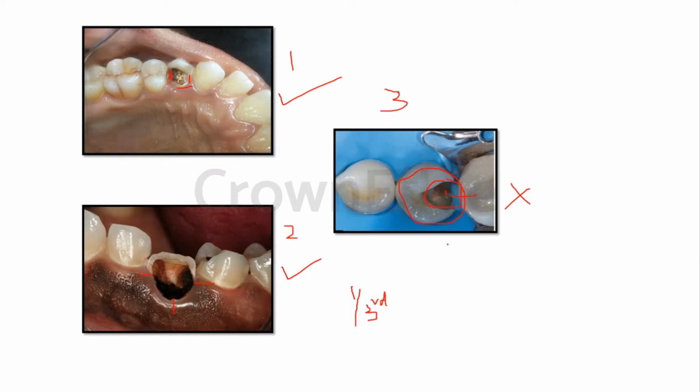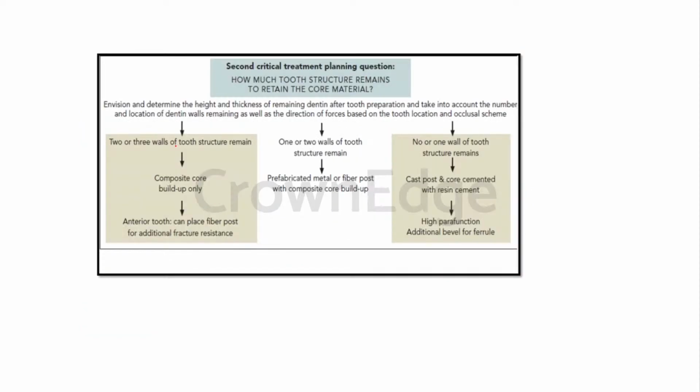If it is less than one wall, you do not require a post core. If there are more than one wall missing, like there are three walls missing here, or about 2 to 3 walls missing here, that requires a post core. Okay, I've made a small chart.